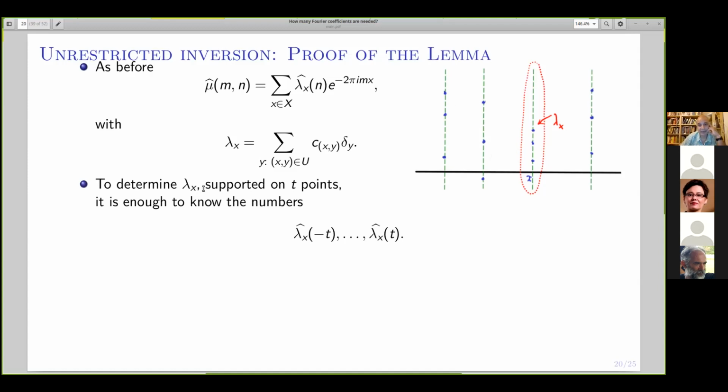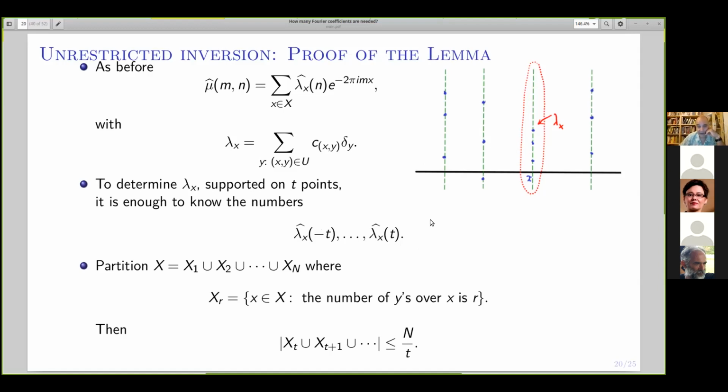Now suppose that lambda x has t points. So suppose that above this x, we only have t points. Then by the one-dimensional result, it's enough to know these numbers. Okay, we'd like to know these numbers. By the one-dimensional result, since lambda x has t points, that's enough.